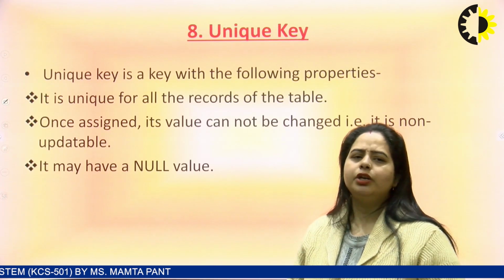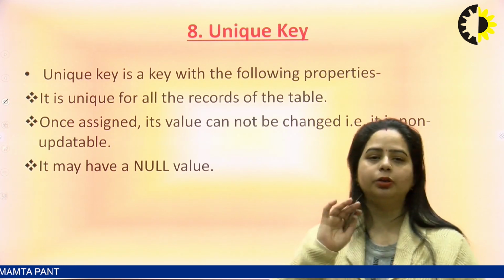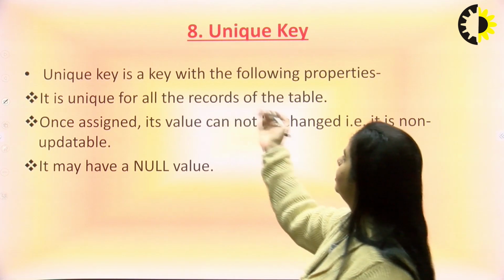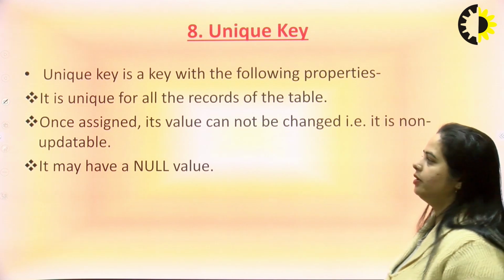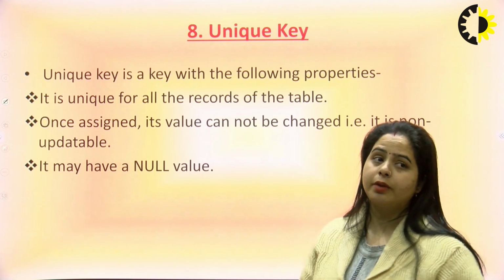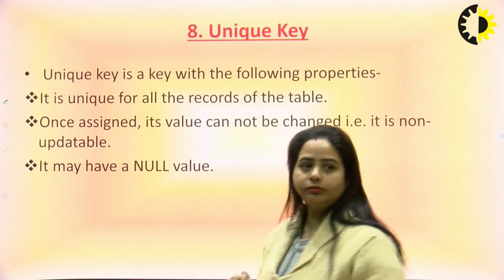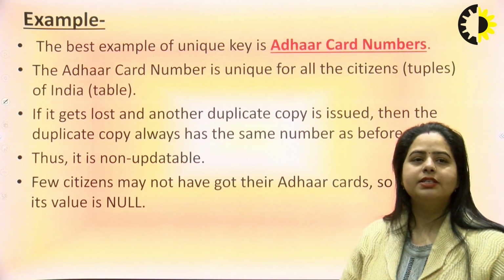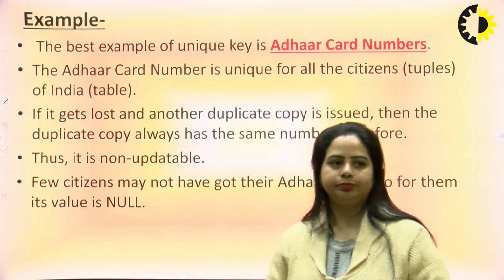Next one is the unique key. Unique key is nothing, it's just a concept. It is similar to the primary key. A unique key is a key with the following properties. It is unique for all the records. Once assigned, its value cannot be changed. Yes, it is also like the primary key, but it may have a null value. For example, Aadhaar number works as a unique key.